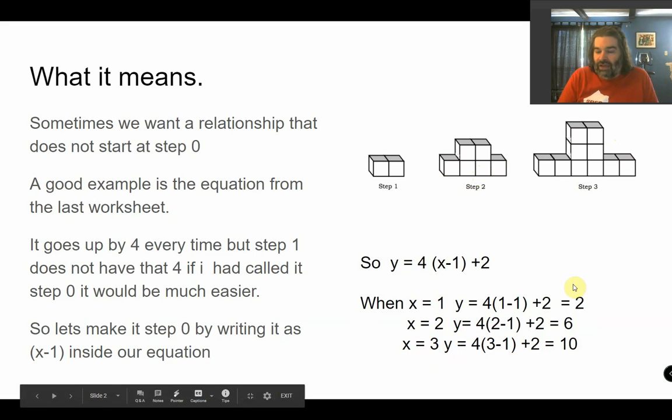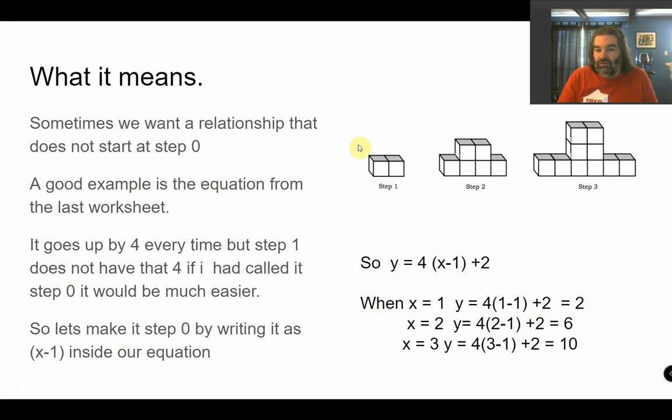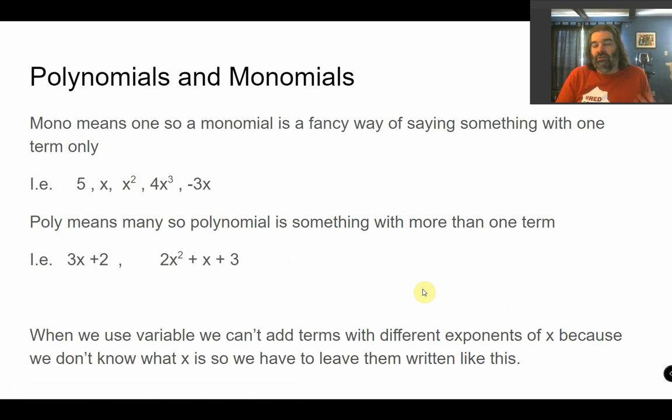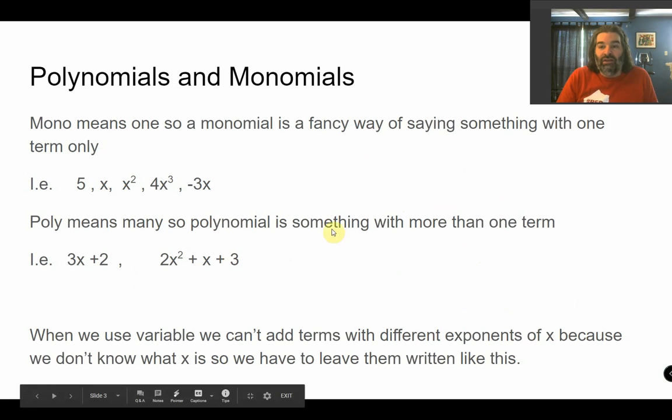All right, so that actually makes it a little easier. So instead of having to figure it out, we can shift what step we're on. The step can be arbitrary. But that creates multiple terms. So monomial. Mono means 1. So anytime we say the word monomial, it's a fancy way of saying there's just one term.